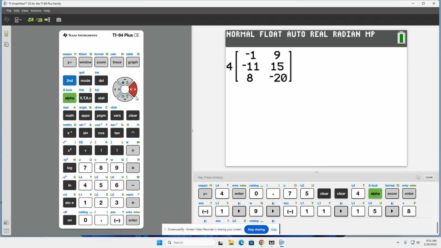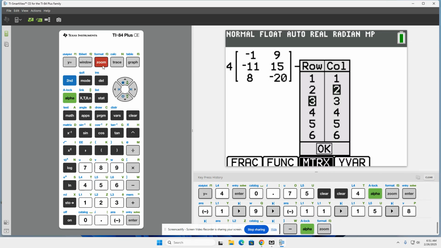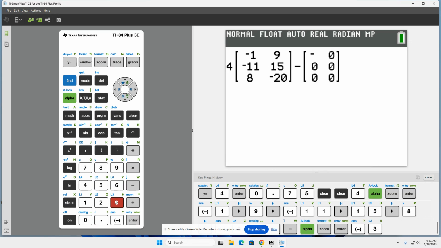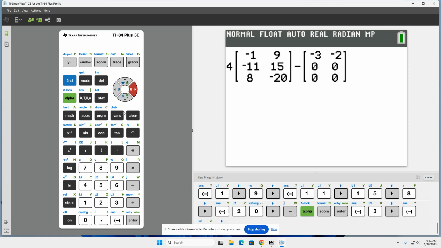Now come outside of this, and the rest of the problem says minus z. So we're going to subtract z, alpha, zoom. Obviously z is another 3 by 2. So I'm going to plug it in. You got negative 3, negative 2, negative 16, 0, 12, and 9.